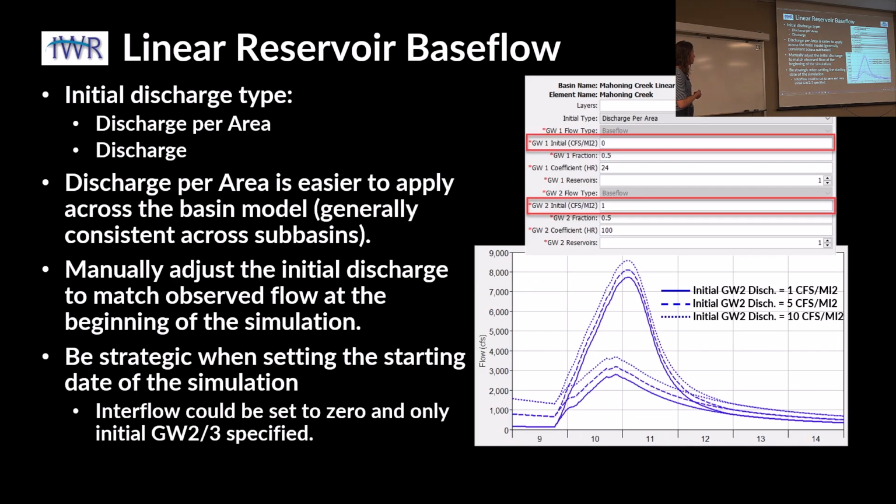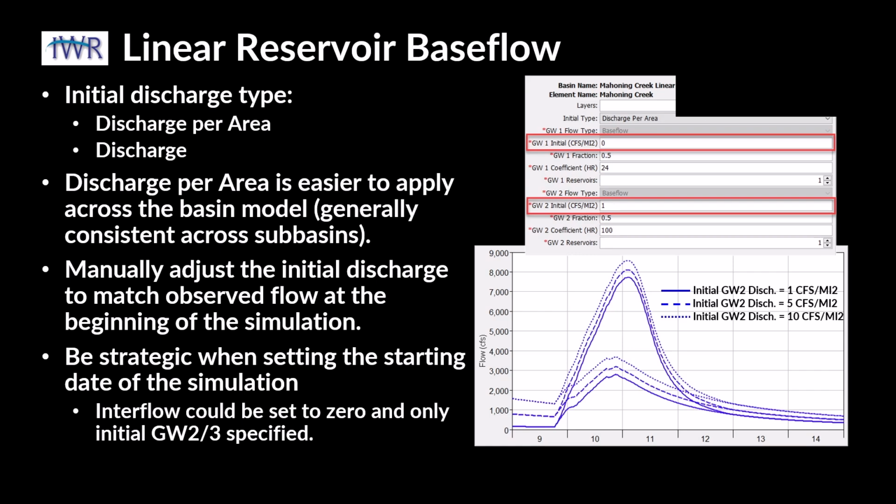All right, initial discharge type, kind of like recession, you have a discharge per area and an absolute value of discharge. Just as before, we really recommend you use discharge per area. It's easier to apply over large areas. It's still really easy to estimate. You want to manually adjust this value based on an observed hydrograph. So you just plot up observed and simulated, and you take your initial observed flow divided by your upstream area, and that gets entered directly in HMS as your rate per area. So if you're in the US, it's typically CFS per mile squared.